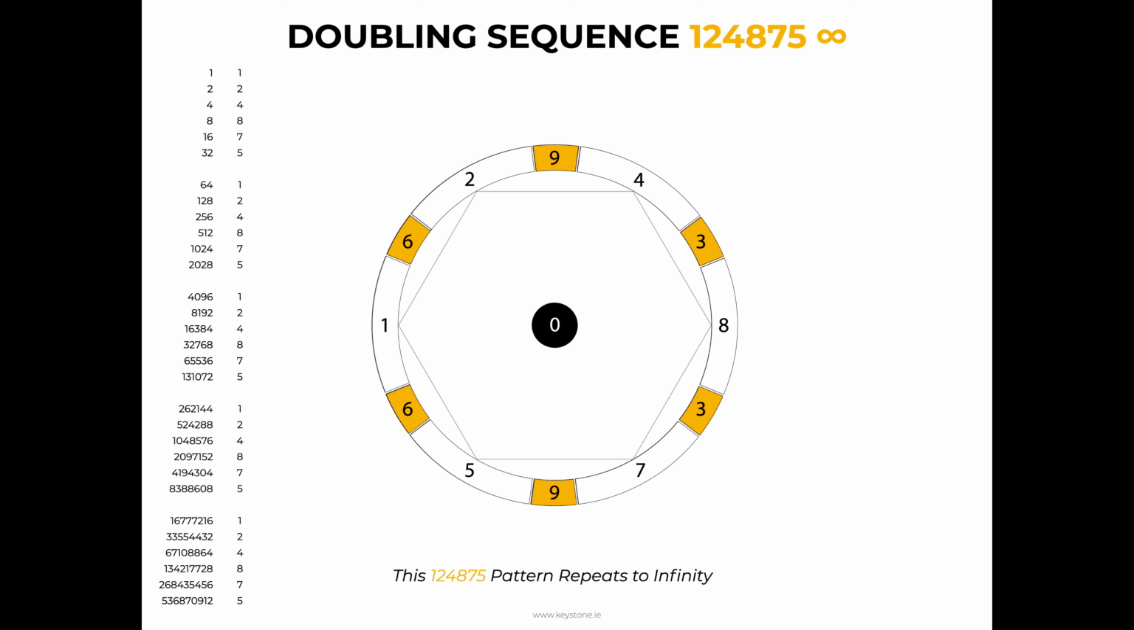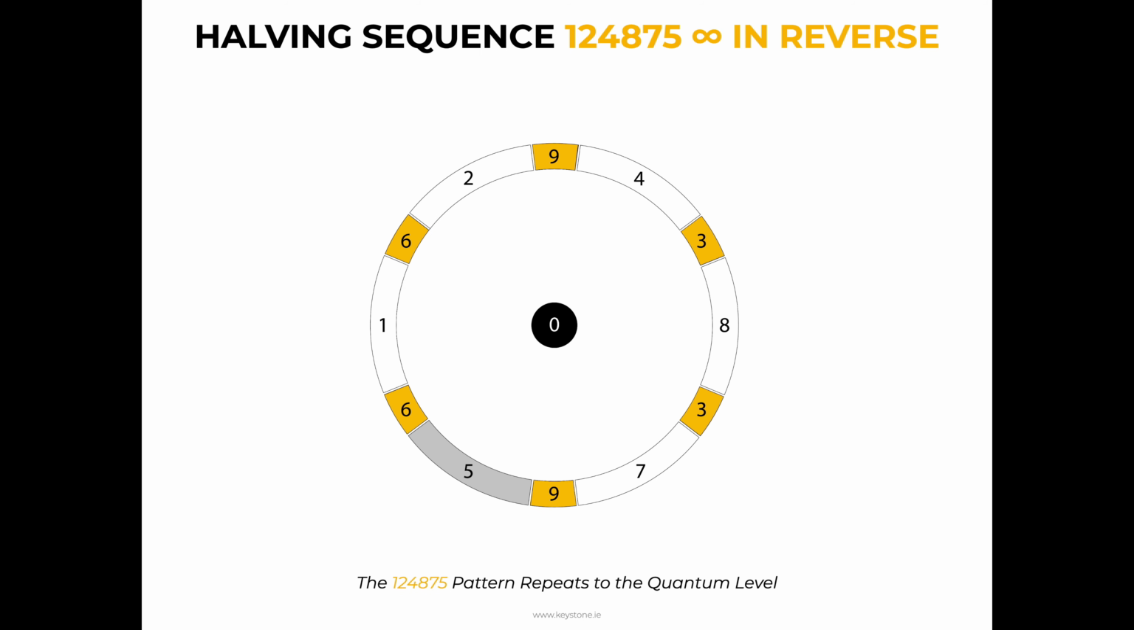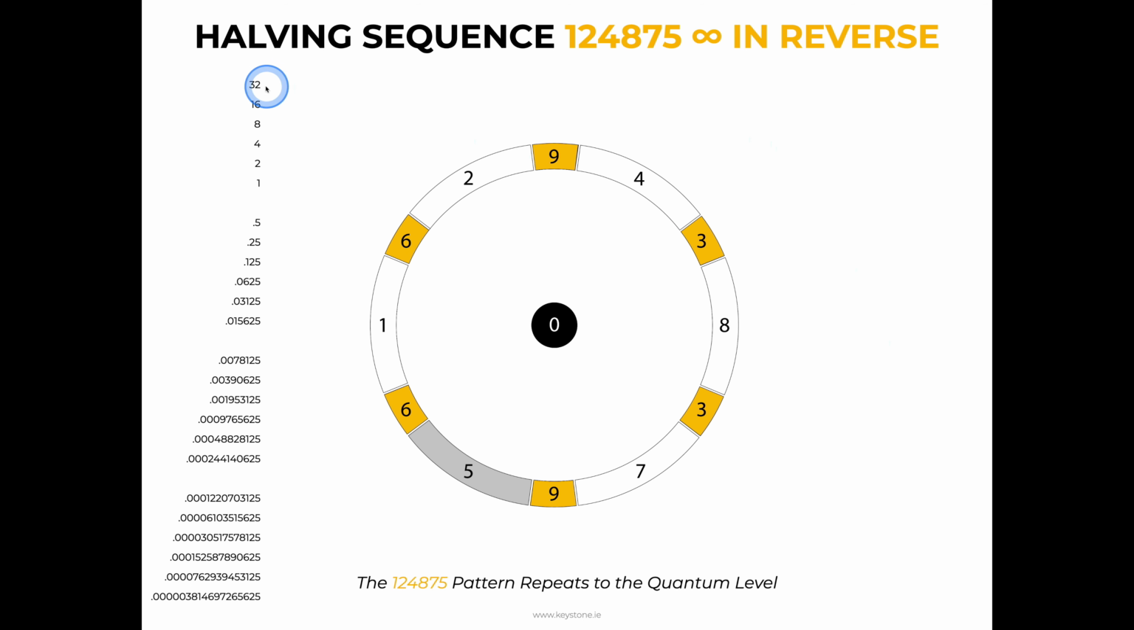Throughout nature, we find this pattern. When we halve numbers, we just get 1, 2, 4, 8, 7, 5 in reverse. So here we started at 32, 16, 8, 4, 2, 1, all the way down to these difficult to handle numbers. However, when we reduce them to their digital root, we find the 1, 2, 4, 8, 7, 5 pattern in reverse. So it spins downwards all the way, if you like, to the quantum level. So 1, 2, 4, 8, 7, 5 upwards, and it goes into reverse downwards.